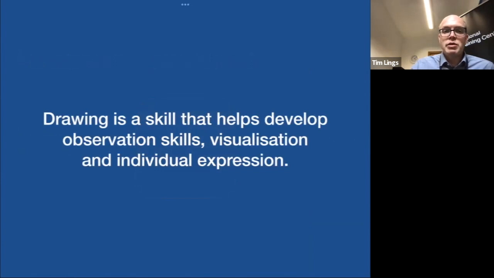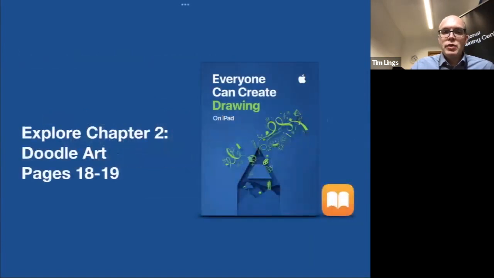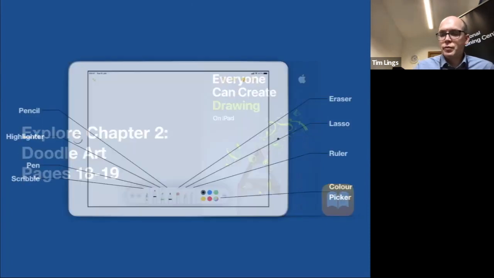So drawing is a skill that helps develop observational skills, visualization, and individual expression. So learning how to really look and see and pay attention, all really important and helps in that learning process. So we're going to have a look at this Everyone Can Create drawing book. And we're going to have a look at the second chapter, which looks at doodle art. So why don't I open up that book for us now?